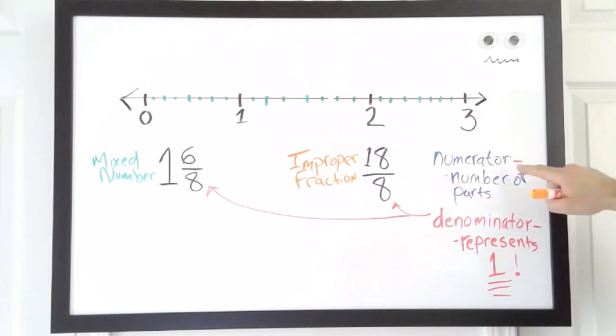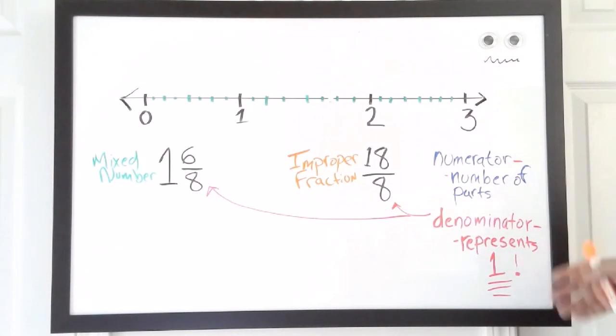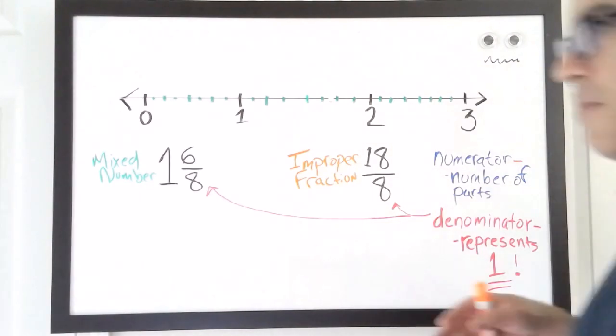So one more time, numerator now is just simply the number of parts. Denominator represents the parts in 1 whole. So let's stop talking about shaded and unshaded. Let's start thinking of our number lines and values. Okay? Now let's break these things apart.